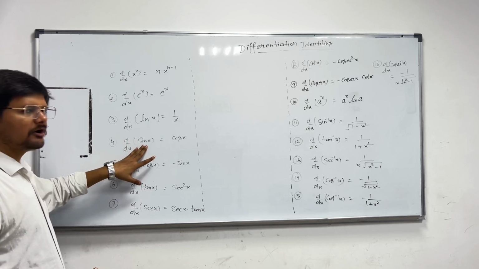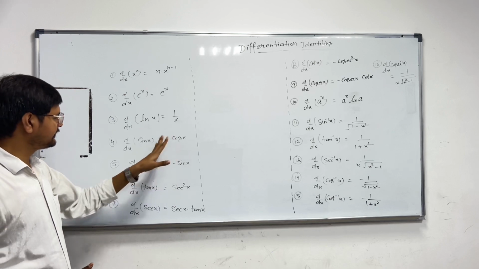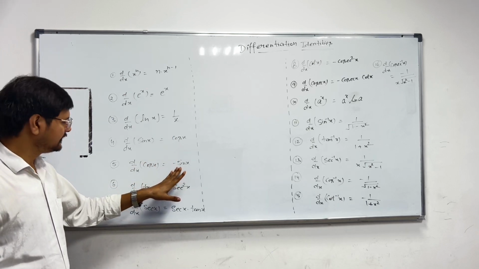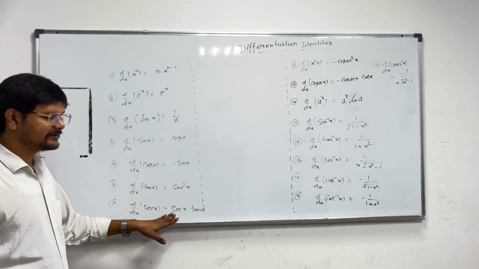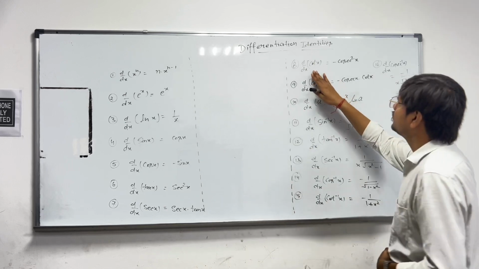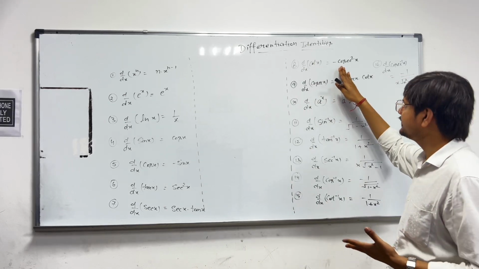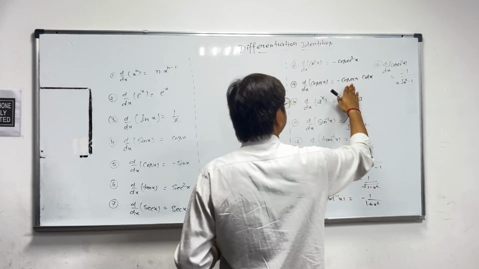So what will be the differentiation of sin x? It will be cos x, and the differentiation of cos will be minus sin, and the differentiation of tan will be sec square x, and the differentiation of sec will be sec into tan. Okay, got it? After this, the differentiation of cot will be negative cosec square x, and the differentiation of cosec will be negative cosec into cot.